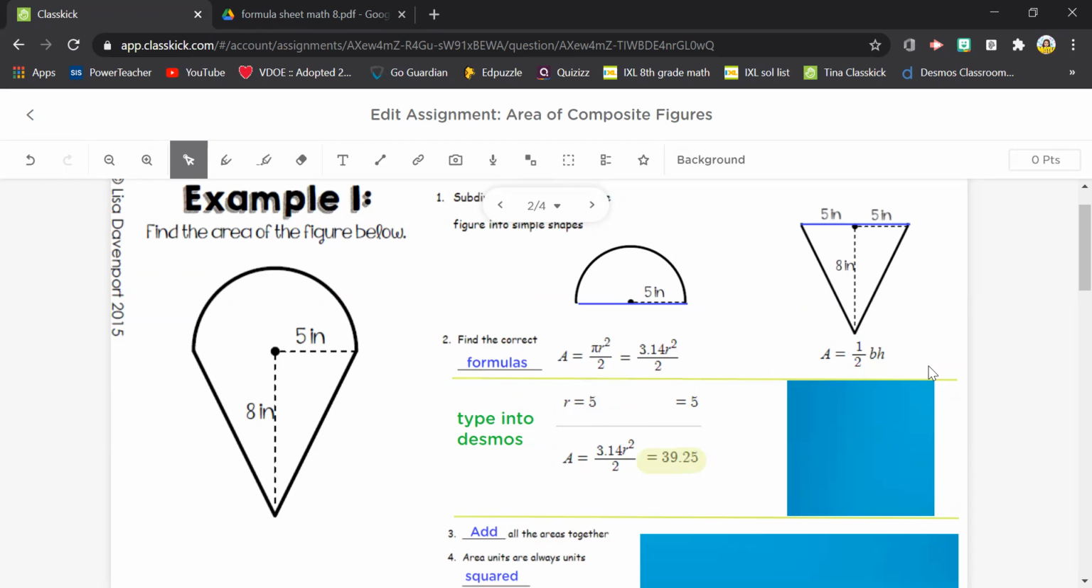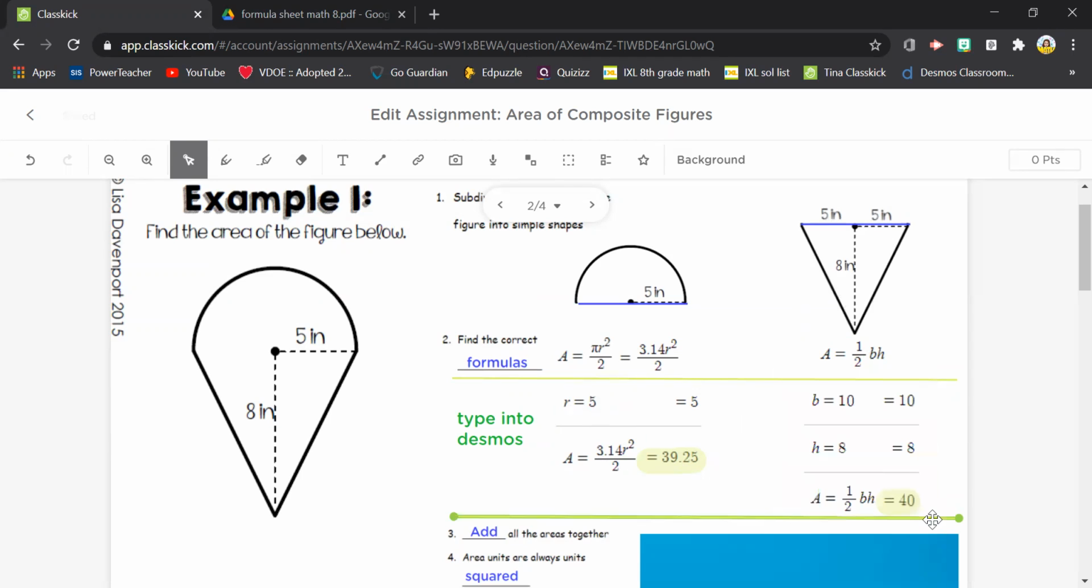Same thing with the triangle. I'm going to type in my formula and type in the values. Please notice that the base of this triangle is not 5. The base altogether measured 10. So my base was 10, my height was 8, and plugging into my formula, Desmos told me it was 40. I just typed this in exactly how it looks into Desmos, and it tells me my answer is 40.